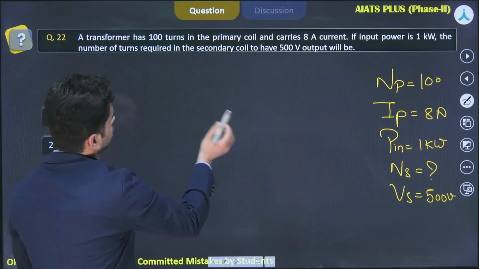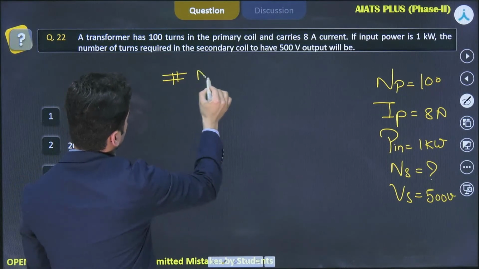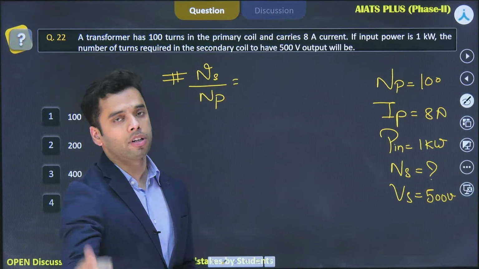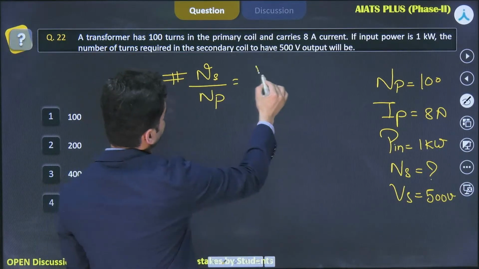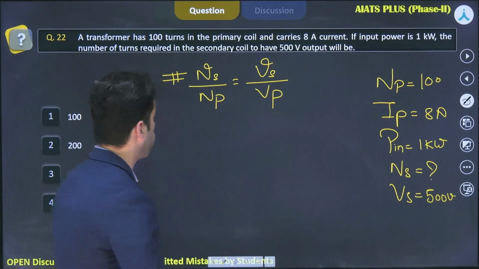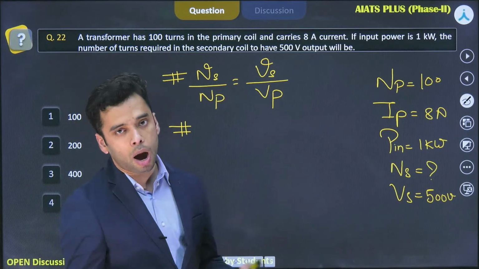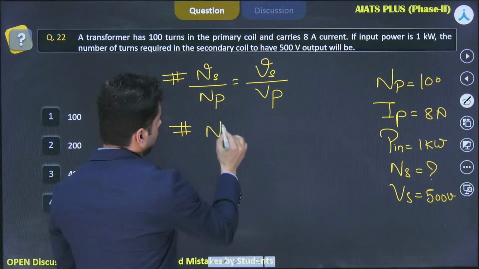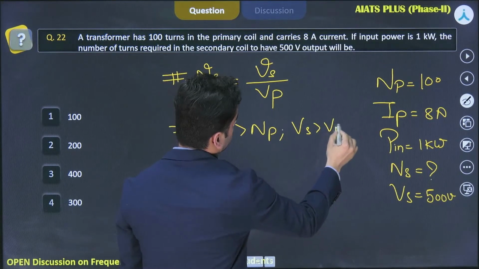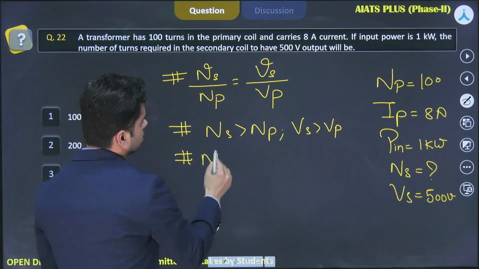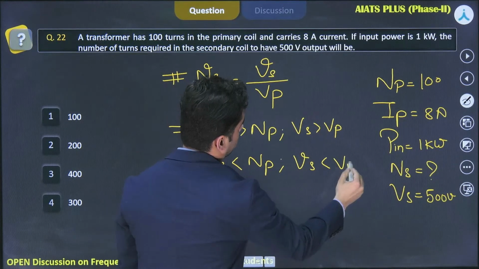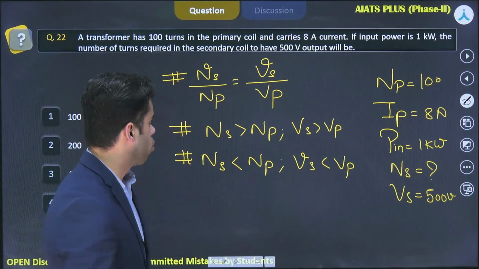So dear students, what are the basic concepts that we need to utilize? We know that the ratio Ns upon Np, number of turns in secondary upon number of turns in primary, will be equal to the voltage across secondary upon the voltage across primary, Vs by Vp. Now, if it is a step up transformer, Ns will be greater than Np, which means that Vs will be greater than Vp. And if it is a step down, Ns will be less than Np, which means that Vs will be less than Vp. Right? These are the basic concepts.